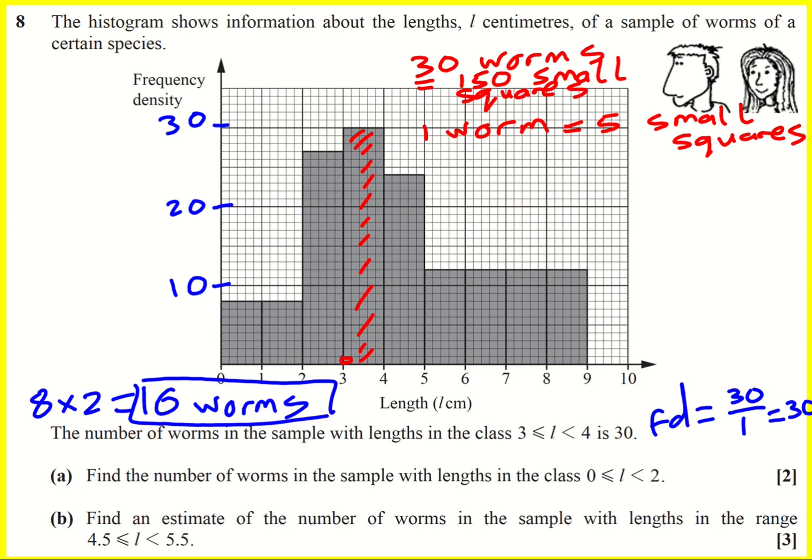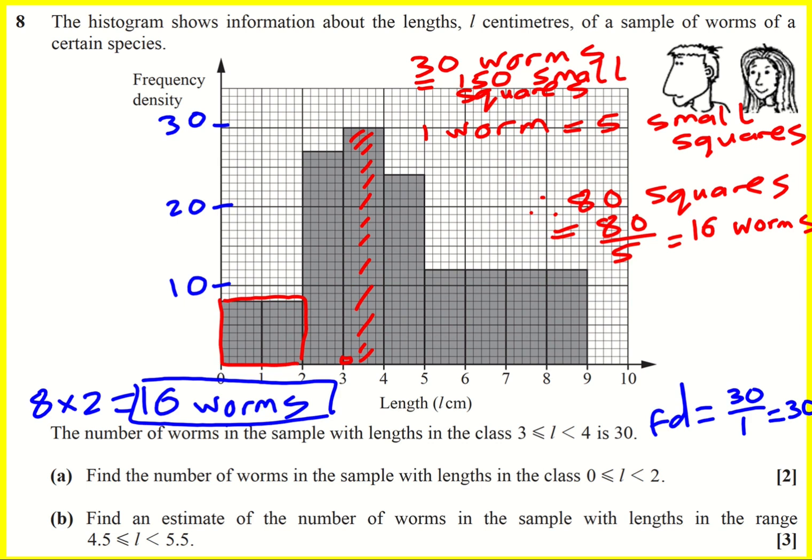Now I'm looking at here. I've got 8 squares going up and 10 across, so therefore, 80 squares. If I know that 5 squares is worth 1 worm, I just need to divide through by 5. 80 divided by 5 gives me 16 worms. So it's just a slightly different way of doing the problem. In the first method, I calculated the frequency density and then worked out the area exactly. The second one, I'm using these little small squares, but essentially they are the same method. They just feel a little bit different.